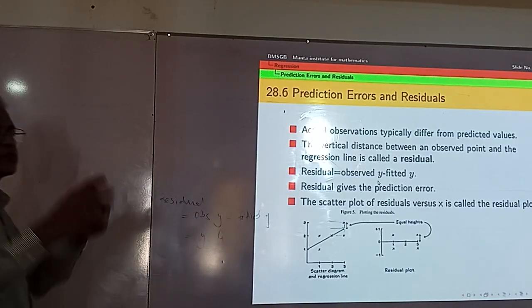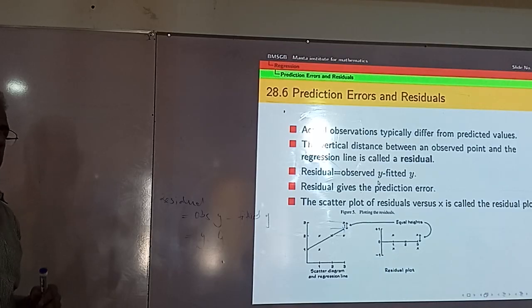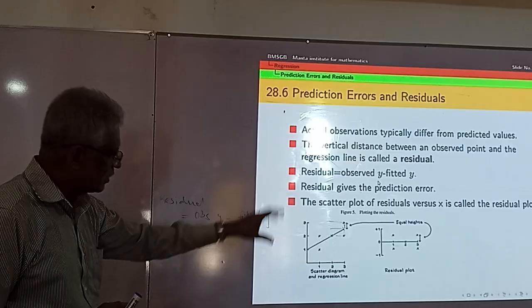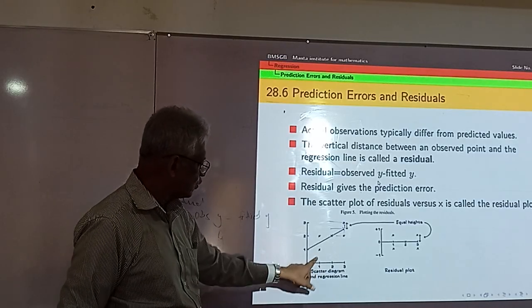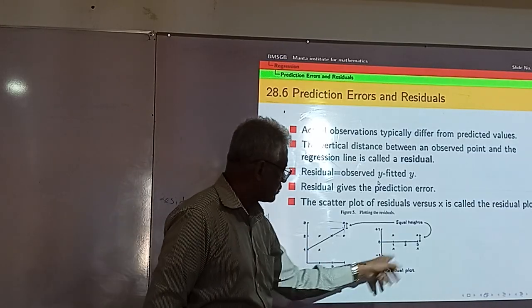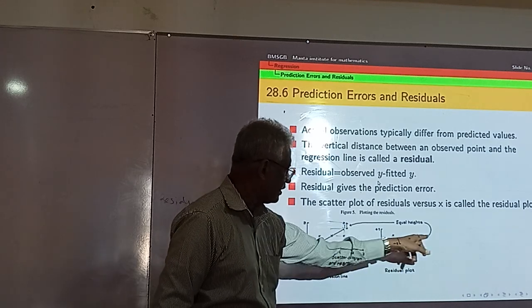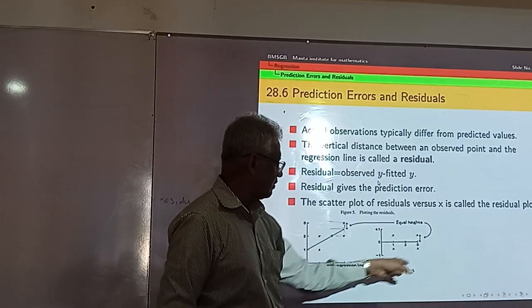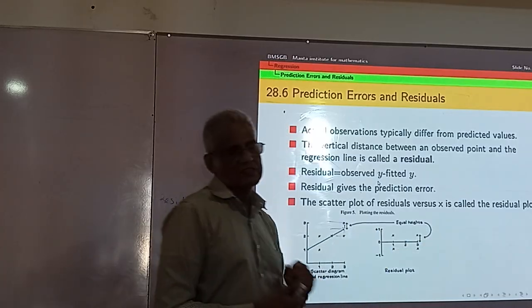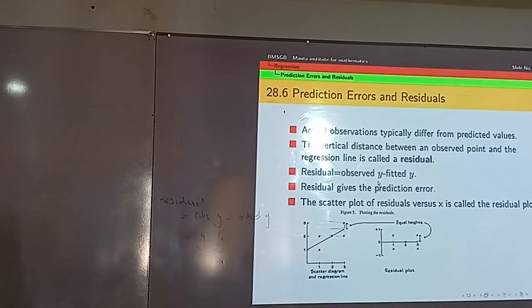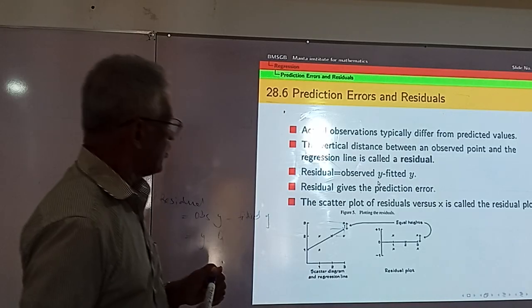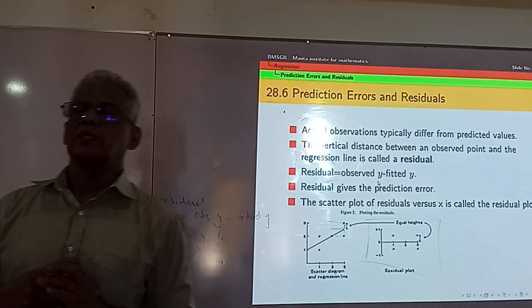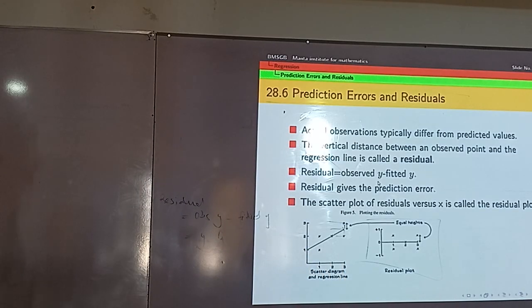Right. For each pair of observation, each x-y pair, there is a residual. For each point, there is a residual. Now, when we plot these residuals, for example, for this x value, there are two residuals. If I plot those residuals versus x, you get this graph, residual versus x. That's called the residual plot. We use the residual plot to check the reasonability of our assumptions.